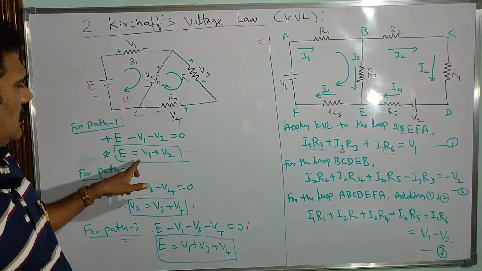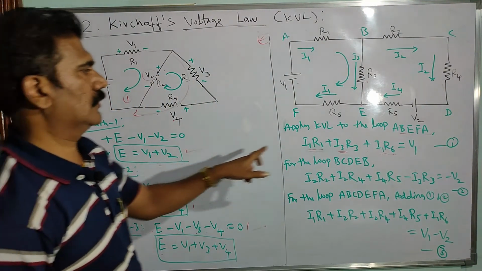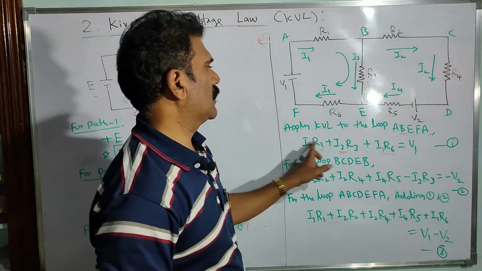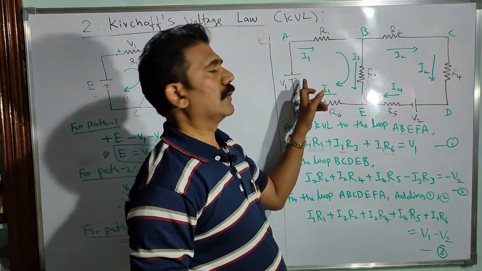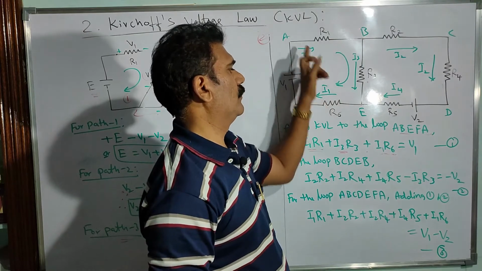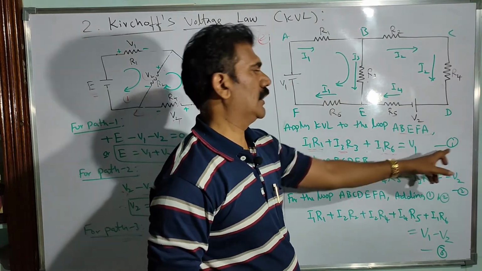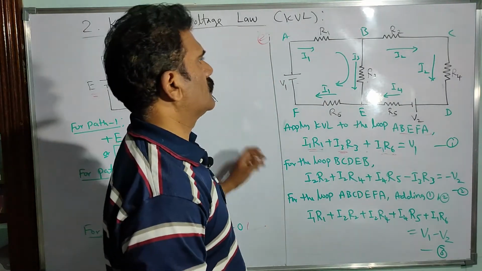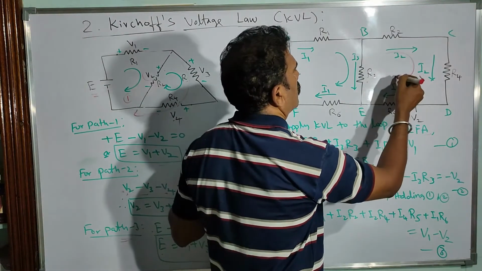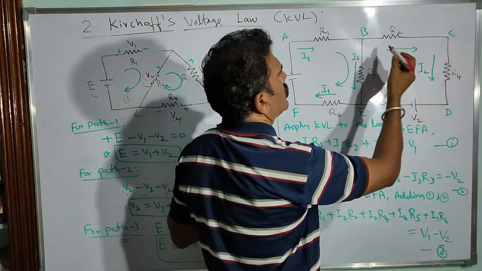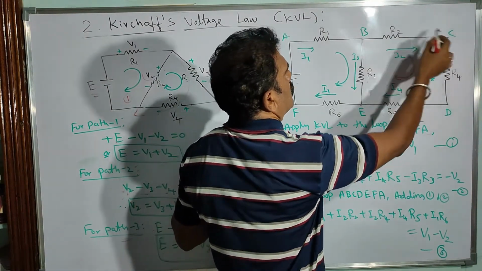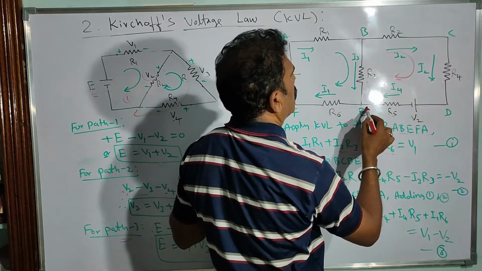So I am already taking the second type of equation here. Equated. All the sums are equated to the source present in that particular loop, that is V1 only. Let it be equation number 1. Now similarly you take the second loop, that is from B, started from B, C, D, E and B.